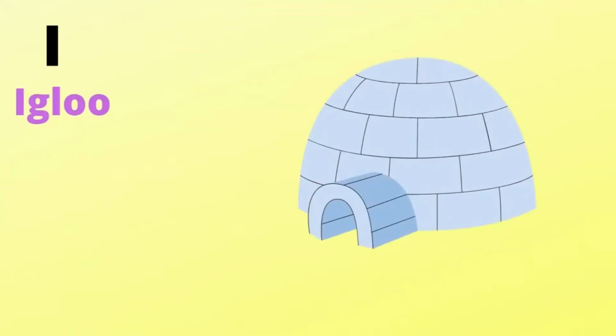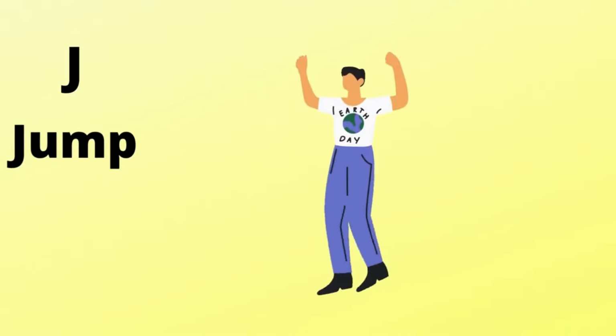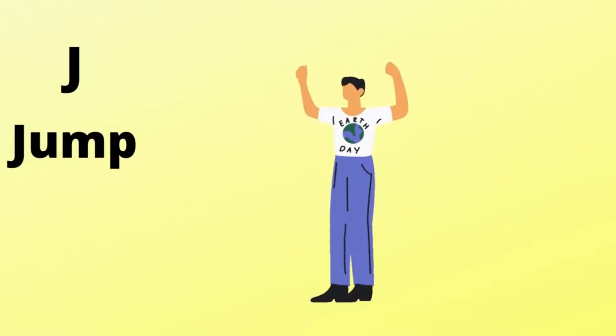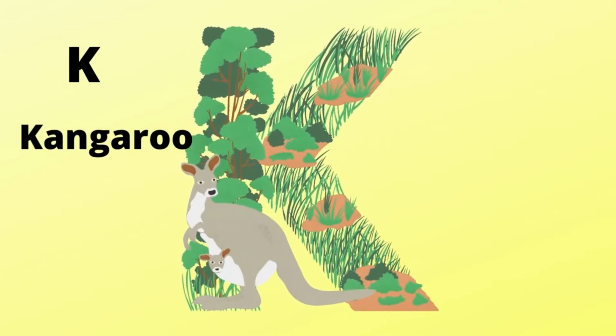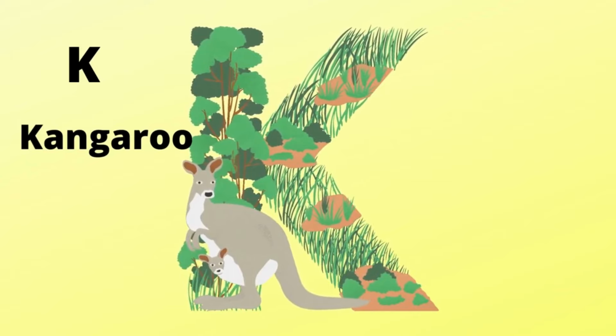I is for igloo, i, i, igloo. J is for jump, j, j, jump. K is for kangaroo, k, k, kangaroo. L is for lion, l, l, lion.